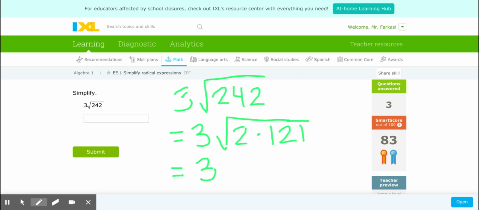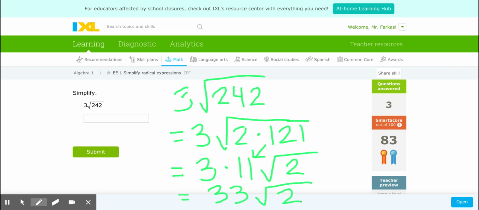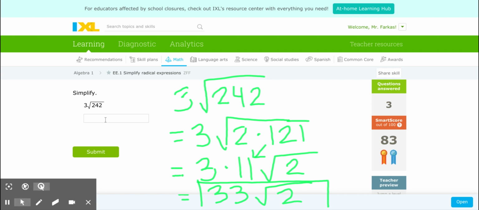So this on the outside is really 3 times 11 because we can take the 11 out. The square root of 121 is 11, but the 2 is still underneath. So on the outside we have 3, but we also have 11. So we need to multiply these. 3 times 11 is 33, and the square root of 2 is still left inside. There's our answer. 3 times the square root of 242 can be written as 33 times the square root of 2.